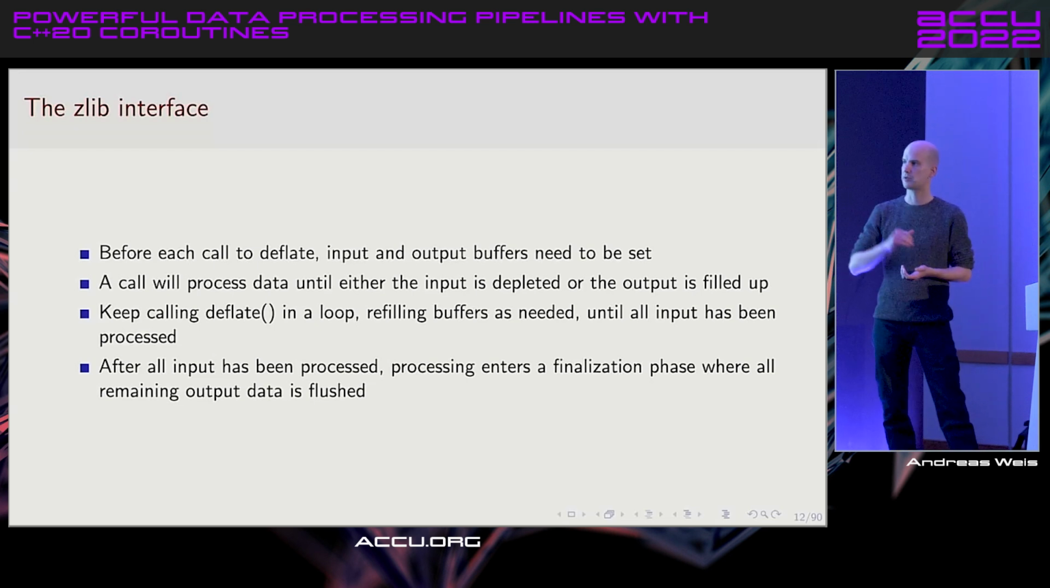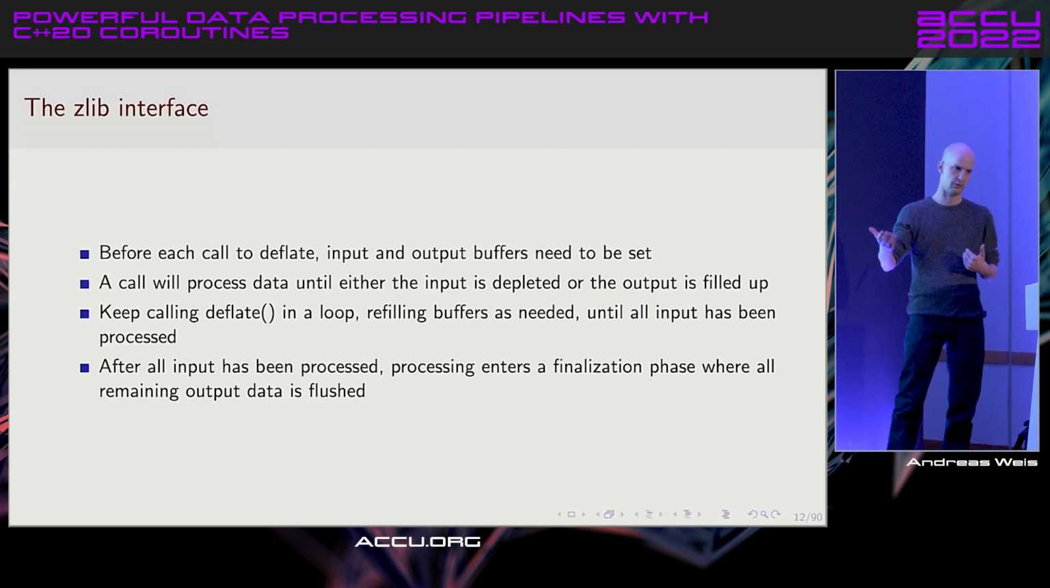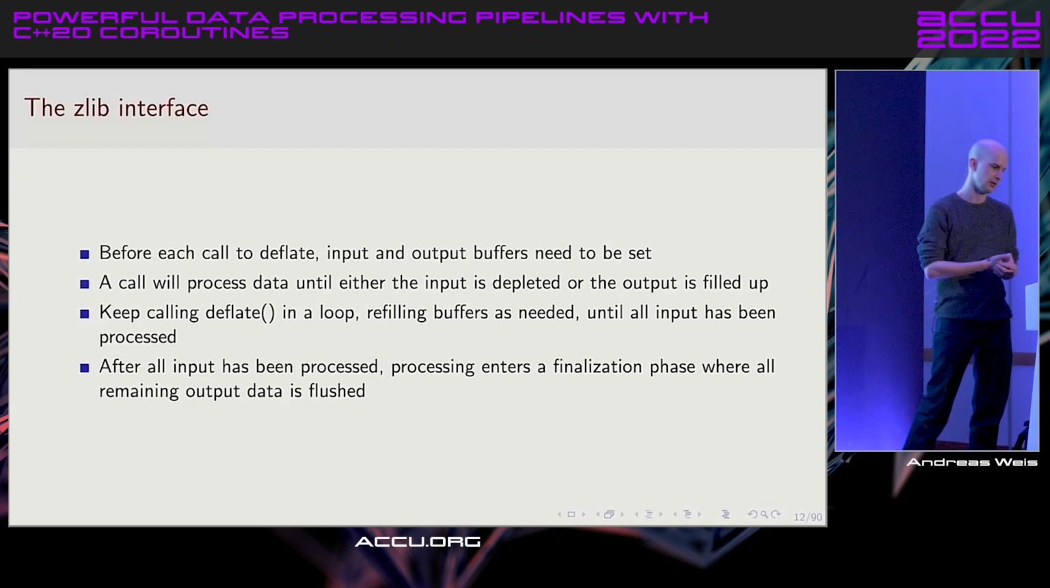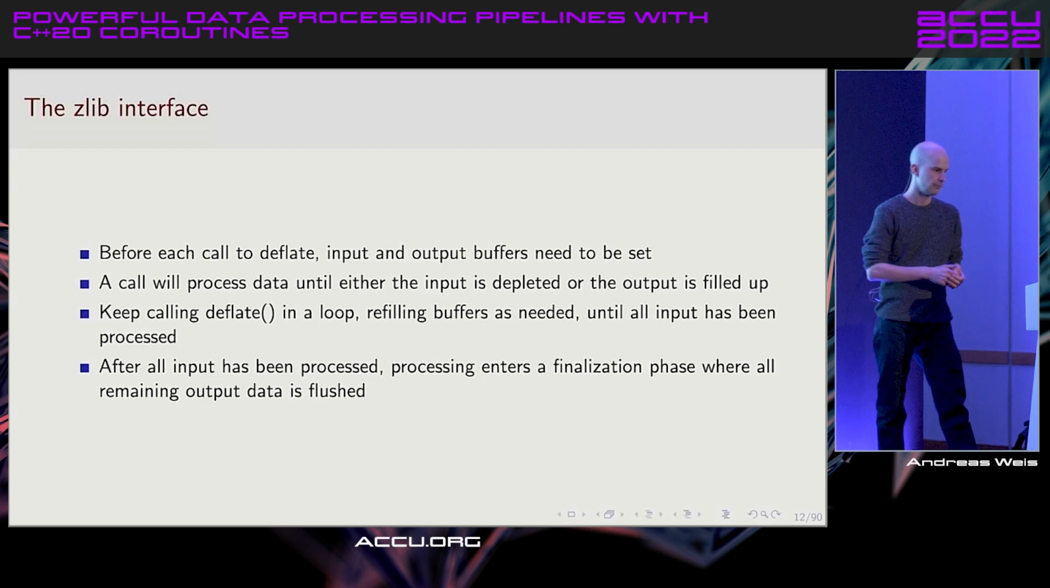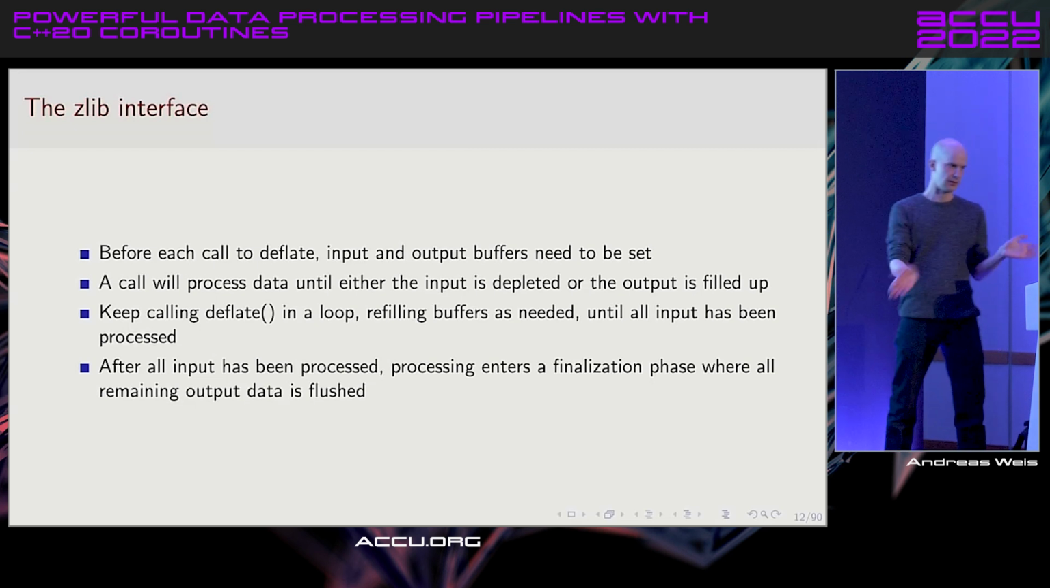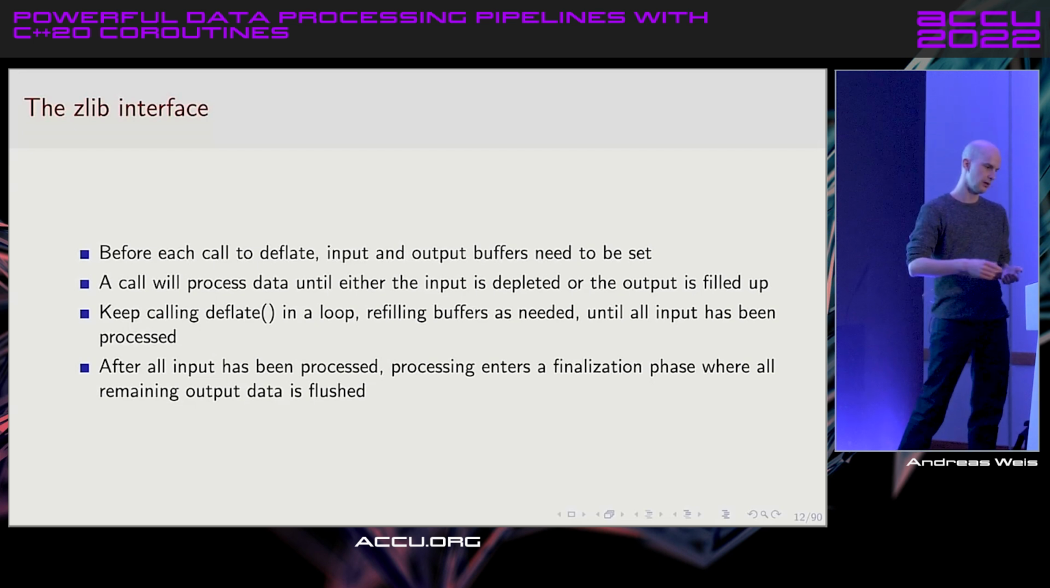So the sequence of events is like this. Before each call, you make sure that both an input buffer and an output buffer are set. Then you call the pump, like the deflate function. And this will keep running until one of the buffers is exhausted.